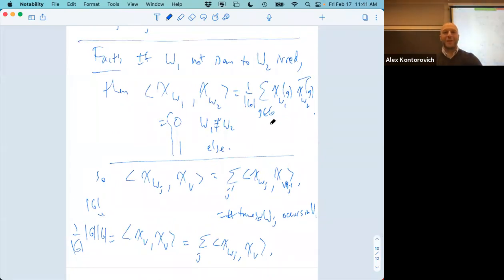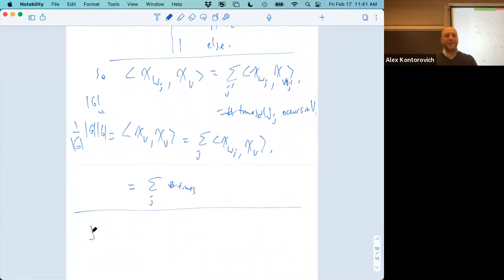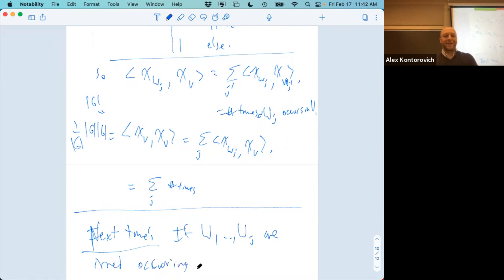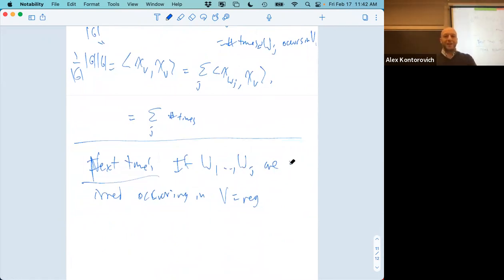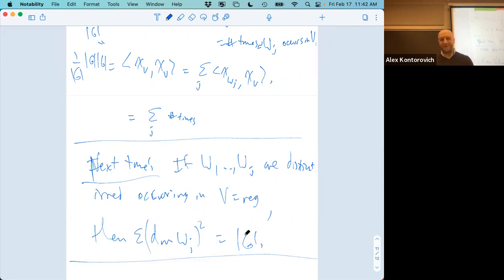Okay, we're going to pick up with this next time. I don't know why I thought I could do this in one lecture. Next time, if W1 through WJ are the distinct irreducibles occurring in the regular representation without multiplicity, then the dimensions of the WIs squared add up to the size of G. And that'll help us with the character table of S3.